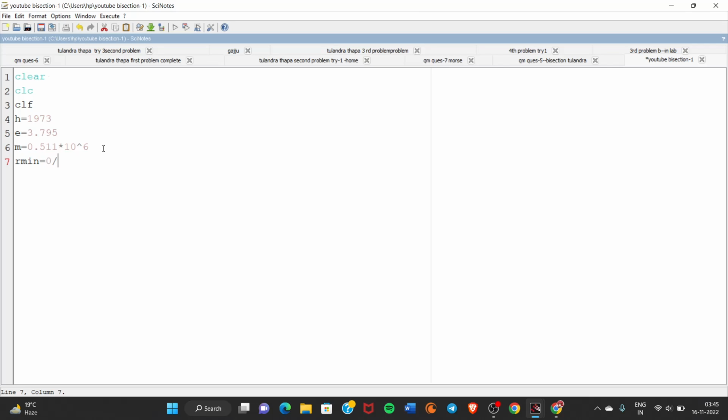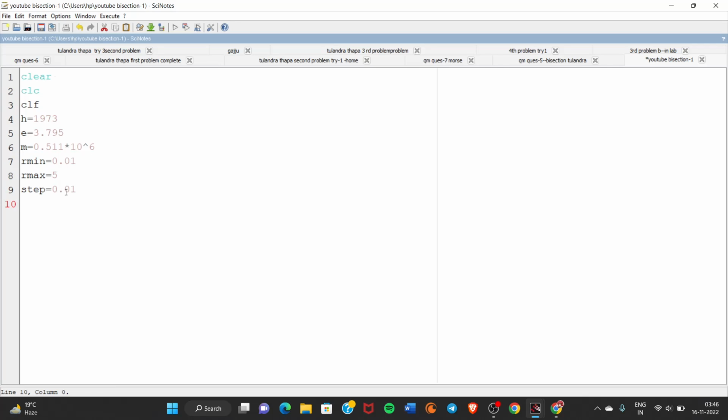We will write it as 0.01, and up to which point it will go, we can write it as 5, let's say. And what will be the step size? So let's take step equal to 0.01.